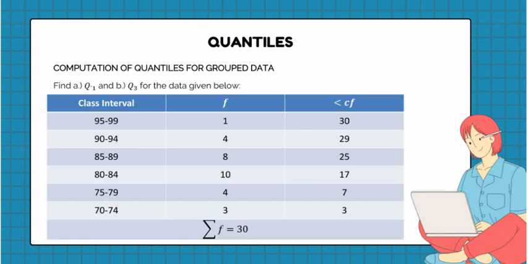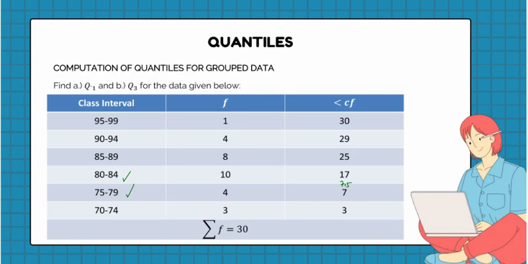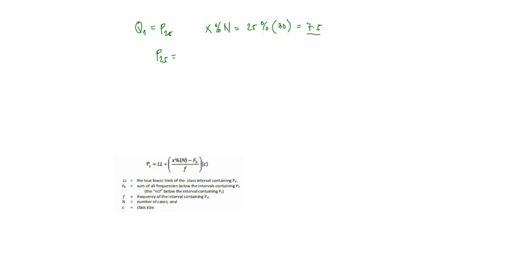Kasi 7.5 is in between ng 7 at 17. We are going to look at dito sa ating frequencies. To be specific, we look at our less than CF. 7 tsaka 17, nandito si 7.5. So, it's either we use 80 to 84 or 75 to 79 as a reference for our LL or lower limit of the specific class interval, kung saan nandoon yung ating P sub X or P sub 25.